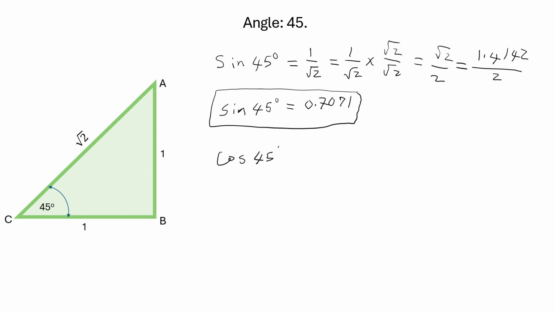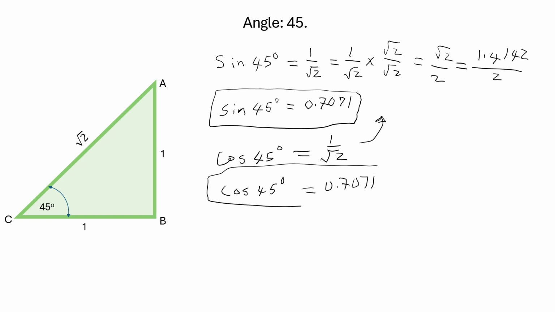Again, cos 45 degrees is going to be similar, because adjacent and hypotenuse give us 1 over root of 2. So from the above, we see that cos 45 degrees equals 0.7071. That's cos 45.